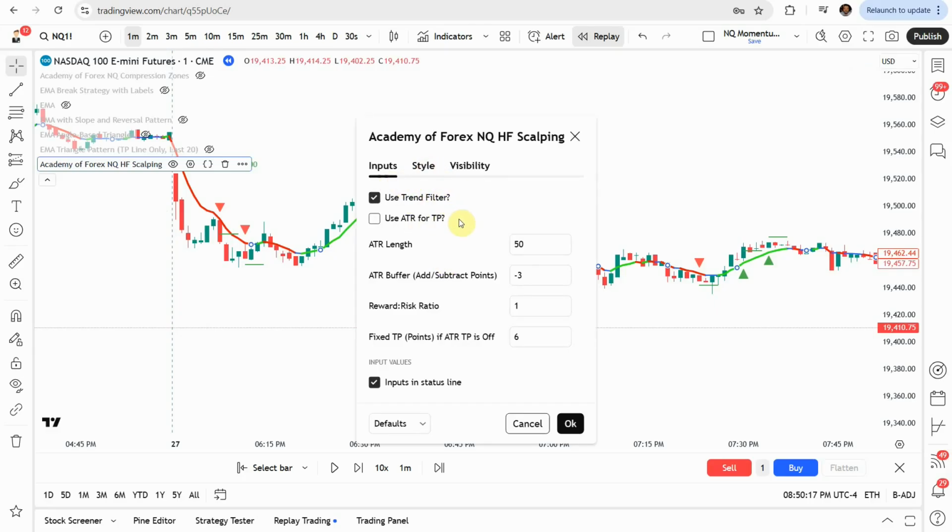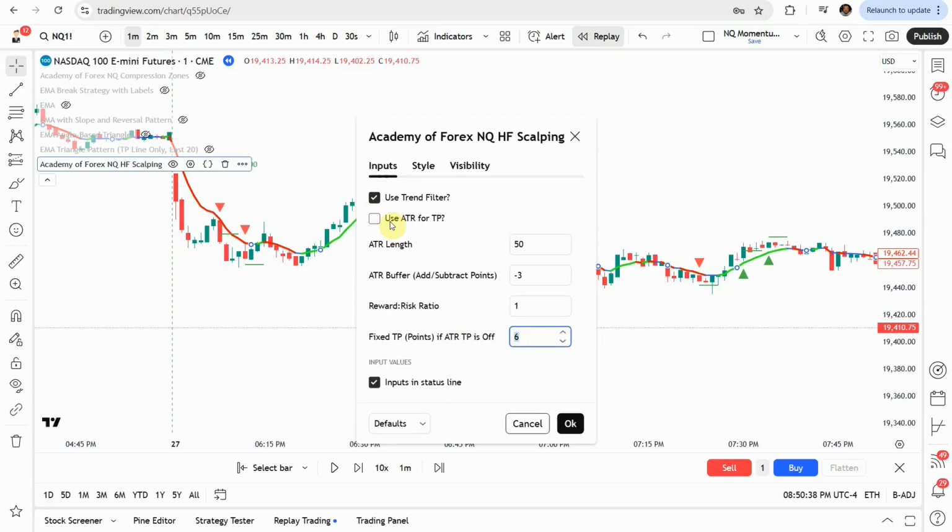Most of the settings have been locked out, and that's because I've optimized them for kind of the best results. And so when you get the indicator, you'll have these two selections already checked. I recommend unchecking this selection here and going with just a fixed take profit of 6 points.